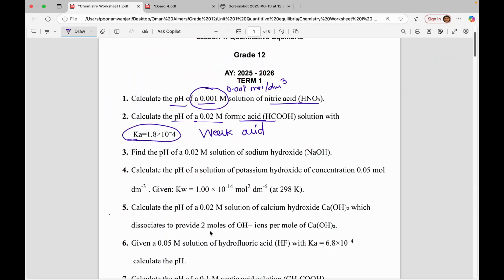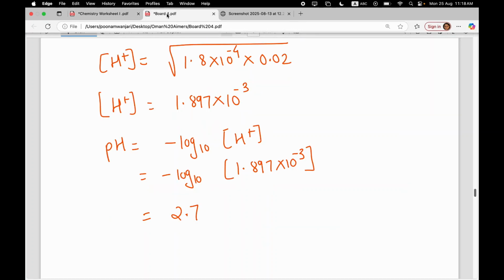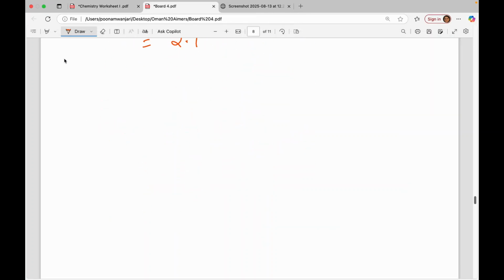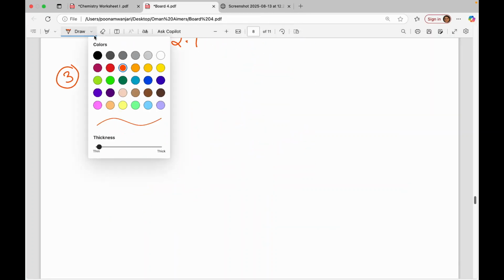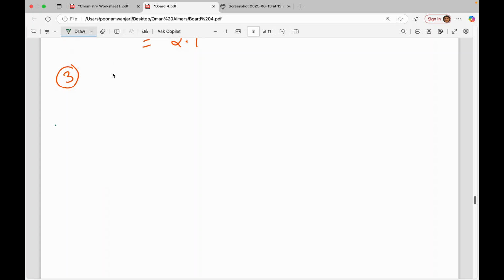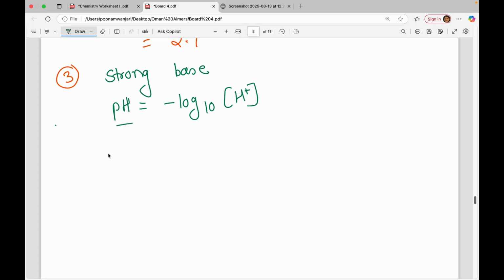Now the third problem, students: find the pH of a 0.02 molar solution of sodium hydroxide. As we know, this third problem is related to a strong base. So for a strong base, again students, direct formula. When you need pH, it is equal to negative logarithm to the base 10 of the H plus concentration. This is the formula for calculation of pH.